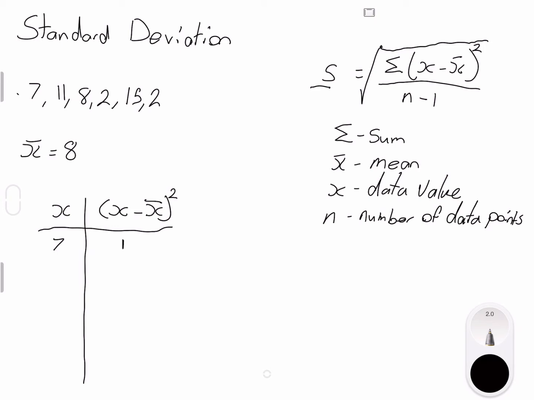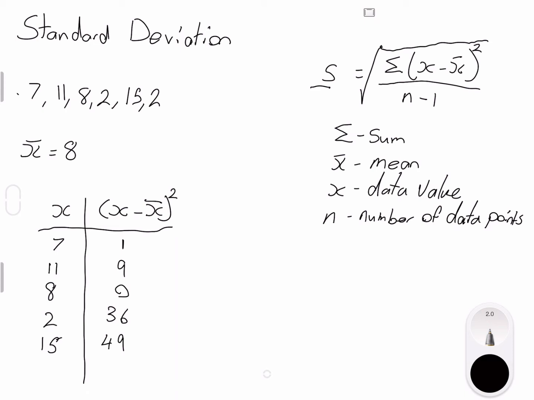11 take 8 is 3. So let's put 11 here. 3 squared is 9. 8 take 8 is 0. So 0 squared is also 0. 2 take 8 is minus 6. Minus 6 squared is 36. 15 take 8 is going to be 7. 7 squared is 49.